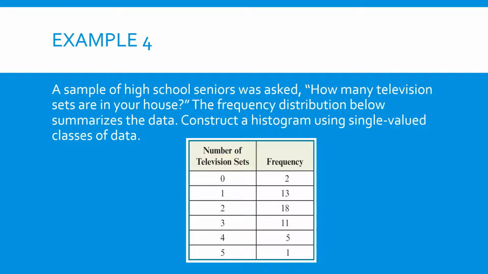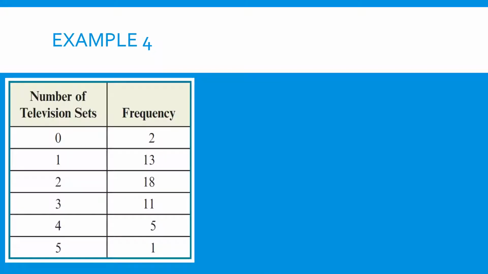A sample of high school seniors was asked, how many television sets are in your house? The frequency distribution below summarizes the data. Construct a histogram using single valued classes of data. Right, so they're giving us the frequency distribution, and all we have to do is construct or draw the histogram. All right, so here we're about to draw our histogram. I have my frequency distribution right here, so I can see what the height of my bars needs to be.